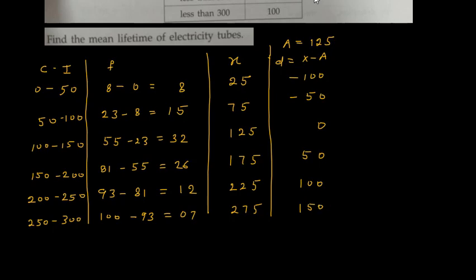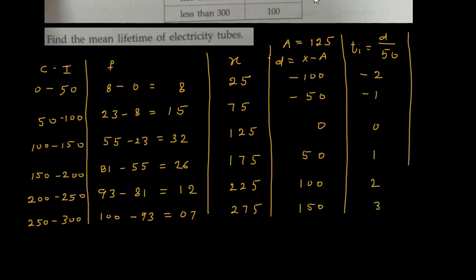Now one thing more we can do. We can find ui, which is d upon h, which is d upon 50, as all the numbers can be divided by 50. So we will get minus 2, minus 1, 0, 1, 2 and 3. Now in this problem it is not mentioned to use the shortcut method or step deviation method, but we find that it is too convenient to use these methods, so we have used it.